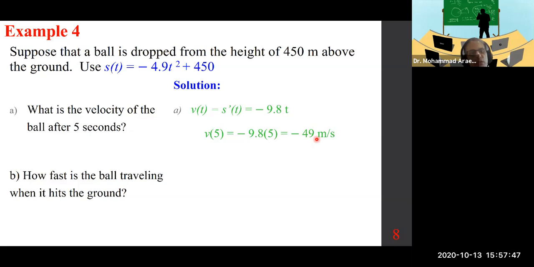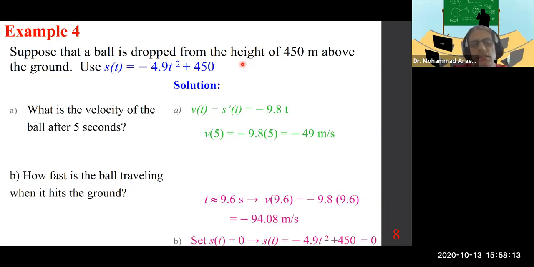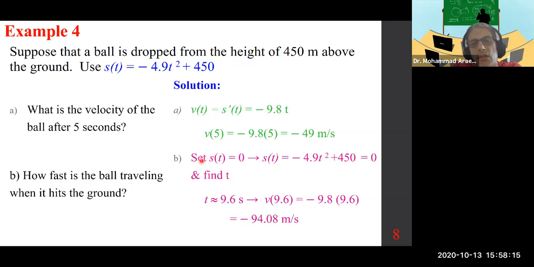How fast is the ball traveling when it hits the ground? When it hits the ground, what is the height? The height becomes 0. So when it hits the ground, the height becomes 0. So you need to find how long it takes to hit the ground. Again, the order sadly is not the way I had it in mind, so class, my apologies. Set S of t equal to 0. That should be the first one.